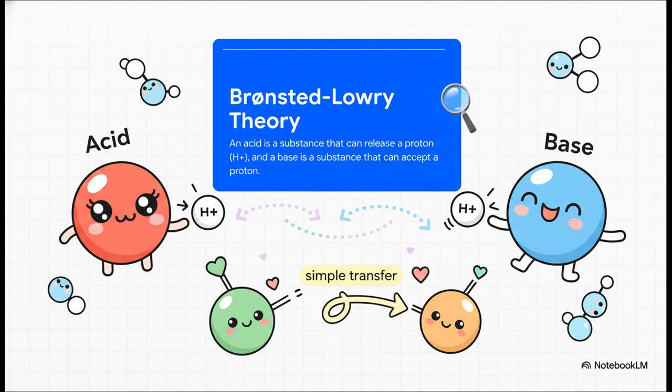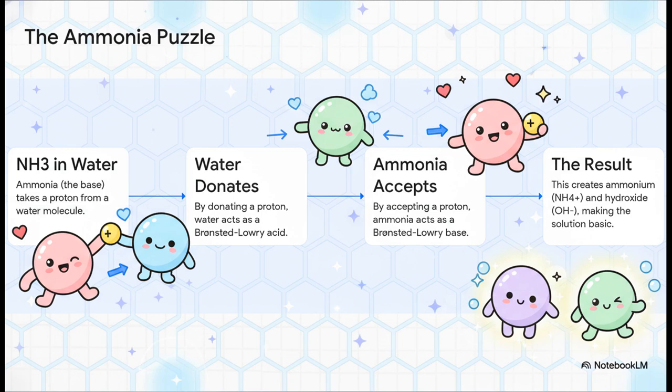And a proton is just that little H+ ion. And a base? Well, a base is anything that takes that proton. The whole reaction is just a simple transfer. Someone donates and someone accepts. It's like a game of catch with a proton. And this new definition perfectly solves our ammonia problem.